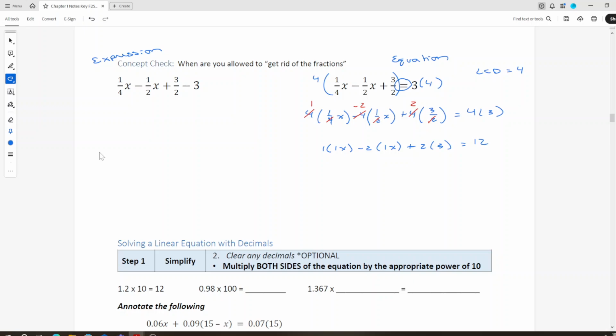And then if I kept solving, I would end up with x minus 2x plus 6 is equal to 12. Combine my like terms, I get -x plus 6 is equal to 12. I want to get x by itself, so I'm going to subtract 6.